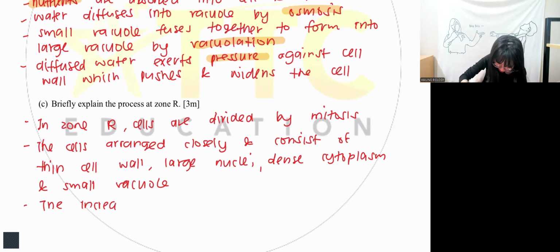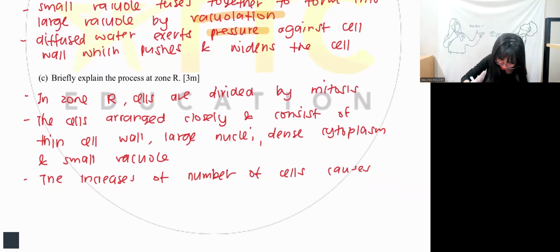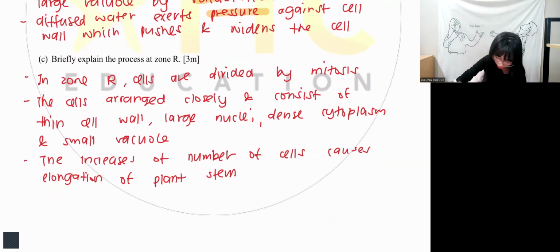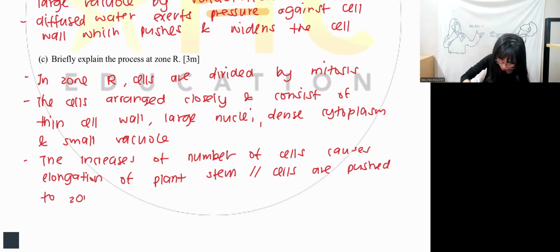The increase of number of cells causes elongation of the plant stem. Or you can say they are being pushed to the zone of cell elongation. If you want to write this, you can say cells are pushed to the zone of cell elongation.